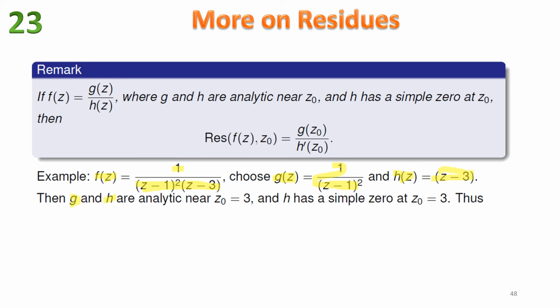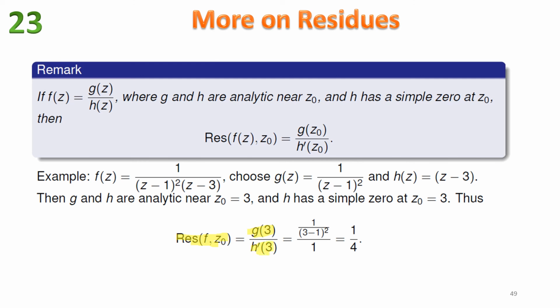So here g and h are analytic near z0, which is equal to 3, and h has a simple 0 at z0 equal to 3. So here this function will vanish at z equal to 3. Now the residue of f at z0 is expressed as g of 3 upon h dash of 3.